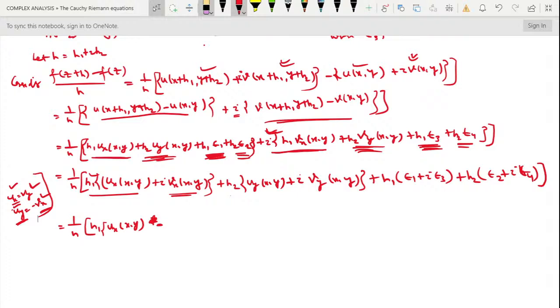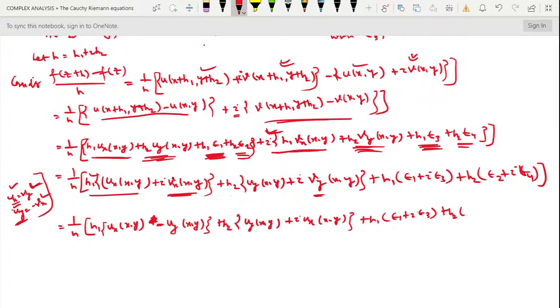Leave this thing. So in place of vx, I will put minus uy. So this is minus uy at xy, then plus s2 times uy at xy, and in place of vy, what will I write? Vy is your ux. So I will write i times ux at xy, then h1 times epsilon 1 plus i epsilon 3, plus s2 times epsilon 2 plus i epsilon 4.